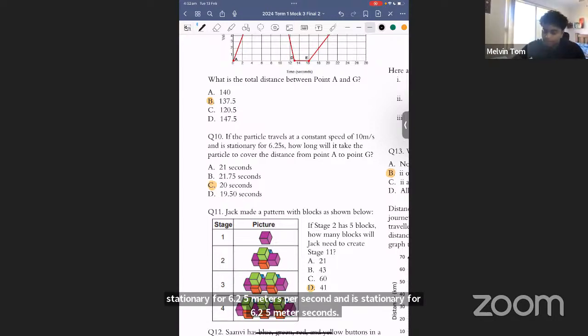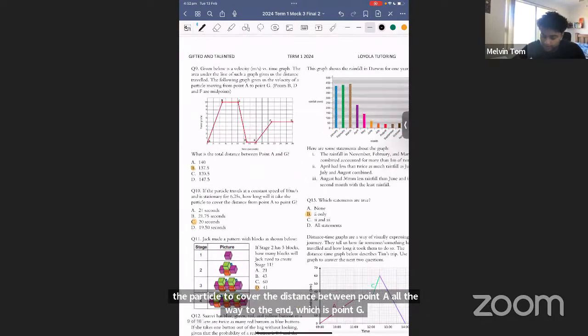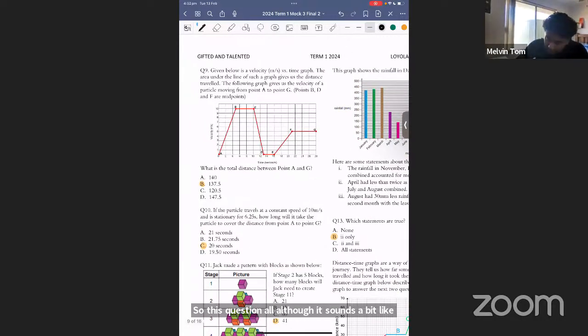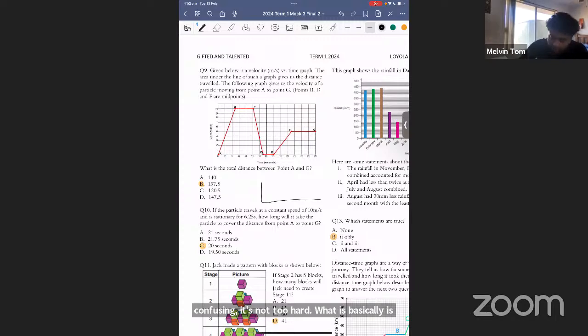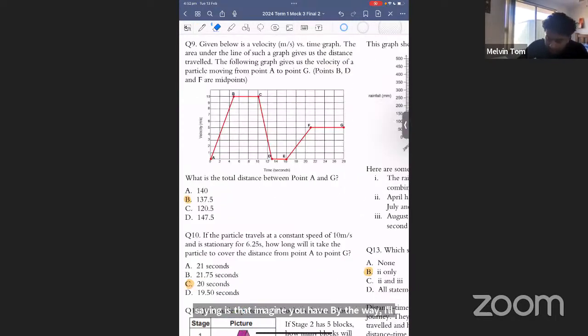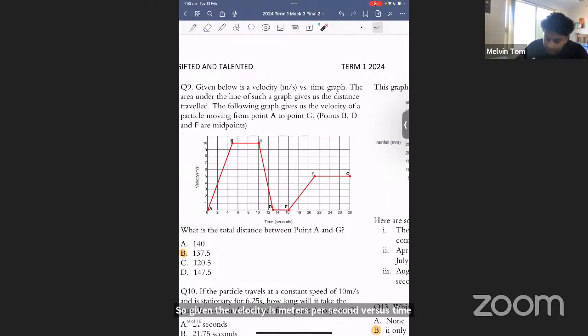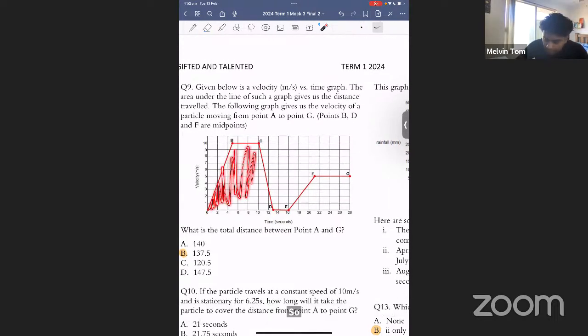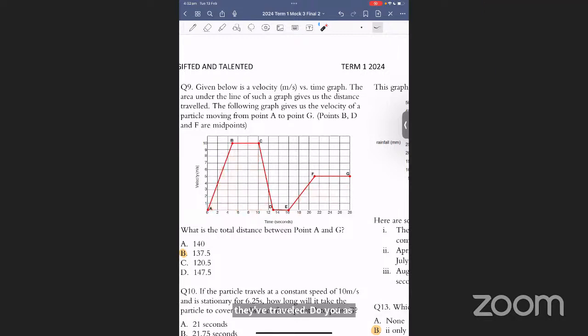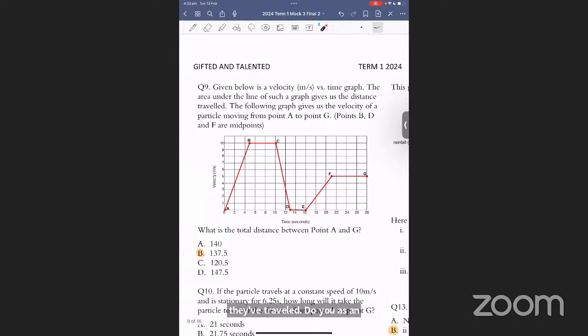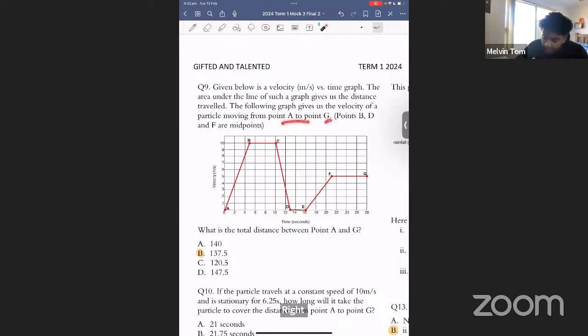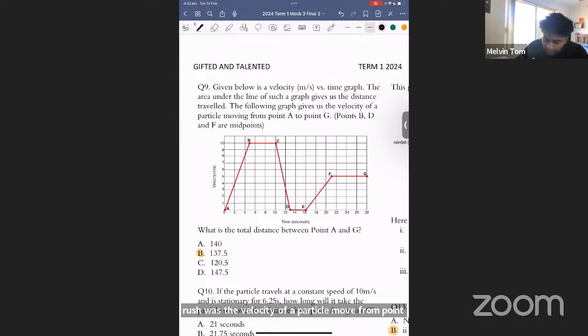So this question, although it sounds a bit confusing, it's not too hard. I'll actually do both 9 and 10 to explain it. Given the velocity in meters per second versus time graph, the area under the line of the graph represents how much they've traveled. Do you guys understand? The following graph shows the velocity of a particle moving from point A to point G. Points B, D, and F are midpoints. So let's find the area of each of these shapes.